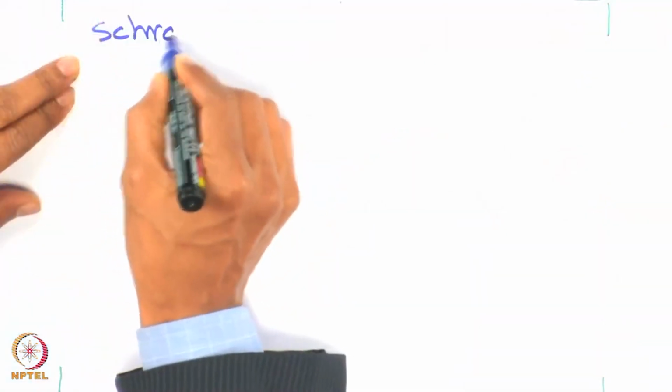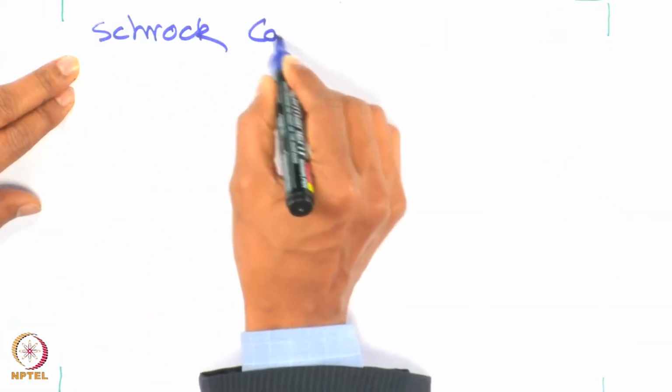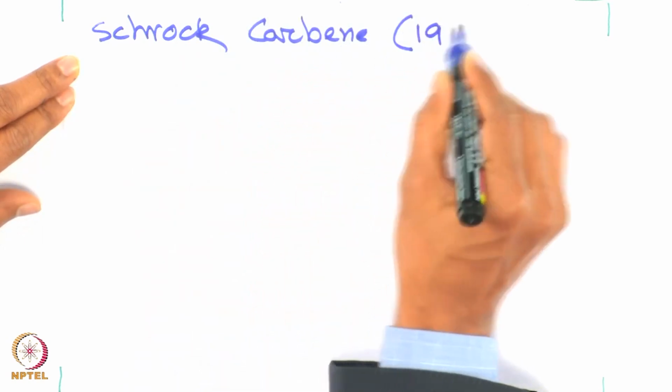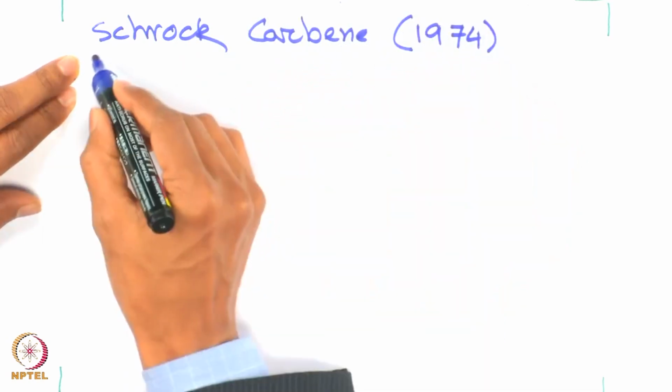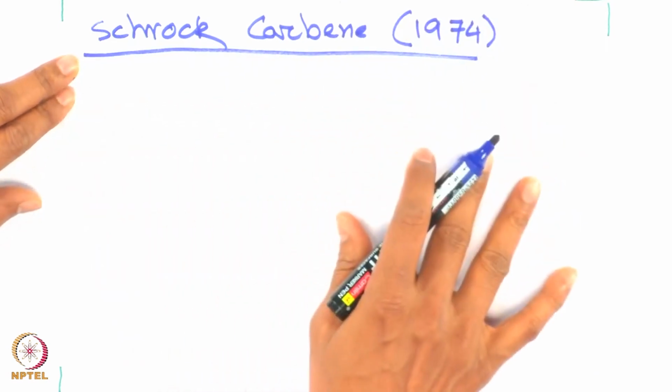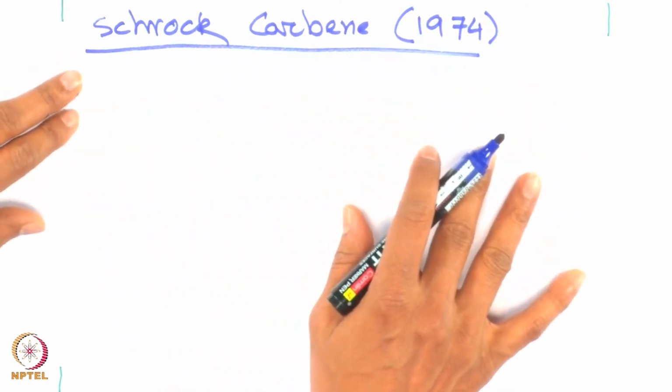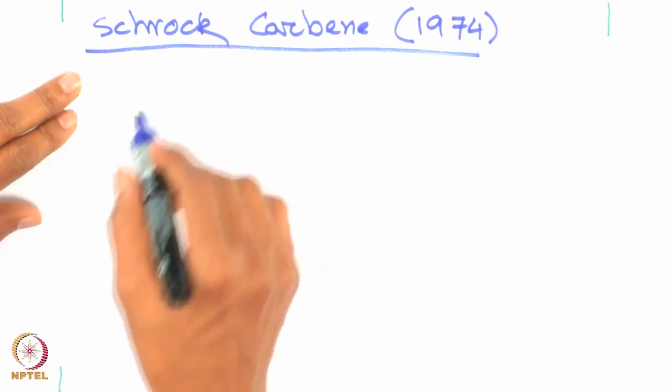Now, Schrock carbene. It was discovered in 1974. Once again, Richard Schrock was at that point a DuPont scientist. Later on he moved to, of course, where right now he is, at MIT. Before that he was at DuPont.